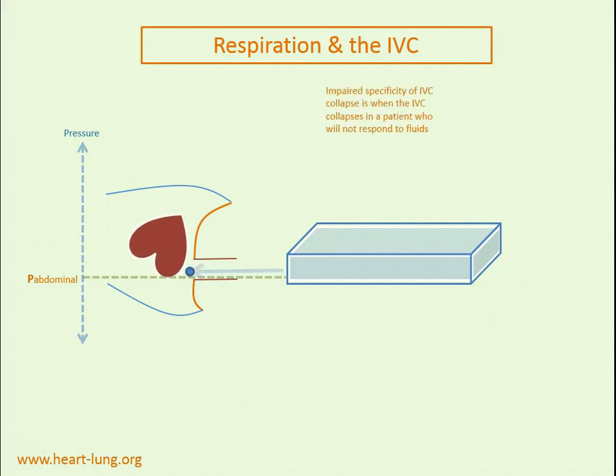And now let's talk a little bit about specificity and sensitivity. Let's call an impaired specificity of IVC collapse when the IVC collapses in a patient who will not respond to fluids. So what might bring about that situation? Well, consider a patient with septic cardiomyopathy, so their heart's not pumping forward as well, but they also have the venoplegia of sepsis, and maybe they're on some PEEP, either they're intubated or on CPAP or BiPAP, because they've got a pneumonia, say.